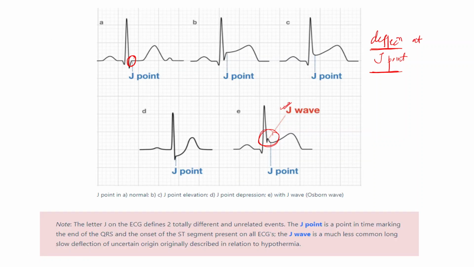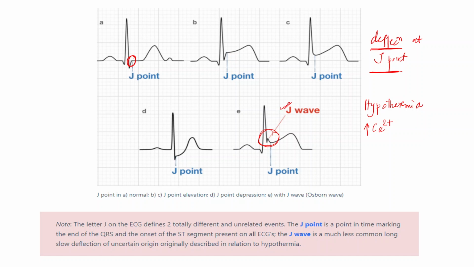Okay, so I'll be writing here. Osborn J waves are classically seen in hypothermia and hypercalcemia. Of course, there are some other causes, but I will not be discussing all those. Important ones are hypothermia and hypercalcemia. You get Osborn J wave.